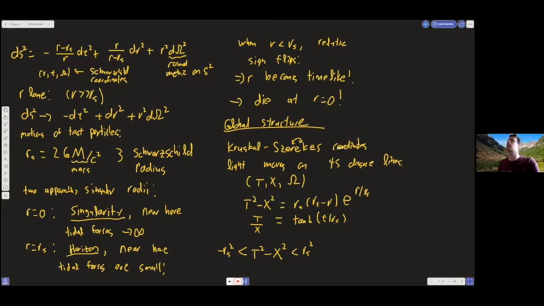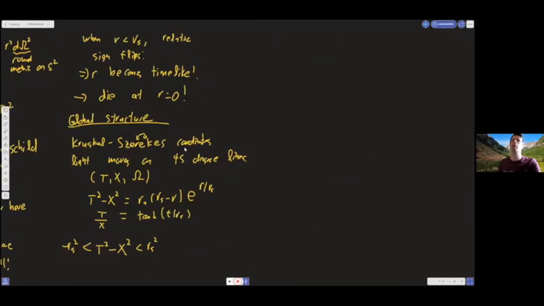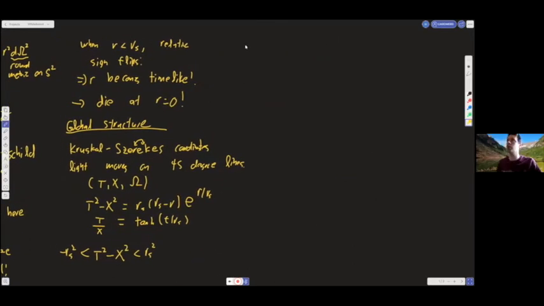Now you can play around with the metric and figure out what it looks like in these coordinates. It looks like 4 R_S over R times e to the minus R over R_S times (minus dt squared plus dx squared) plus R squared d omega squared. Okay. Now, the details of this don't matter. It's not going to be on the final.